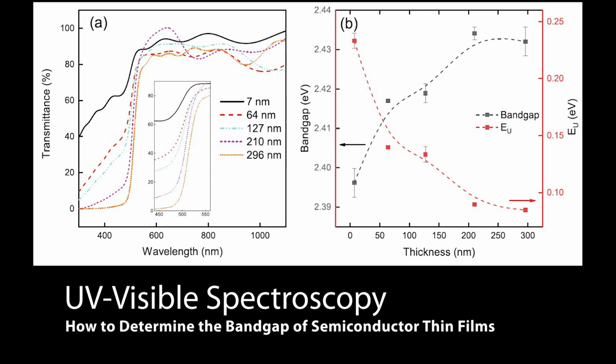Have you ever wondered how to determine the band gap of a semiconductor thin film using UV visible spectroscopy? In this video, I'll show you a simple and accurate method using real transmittance data.